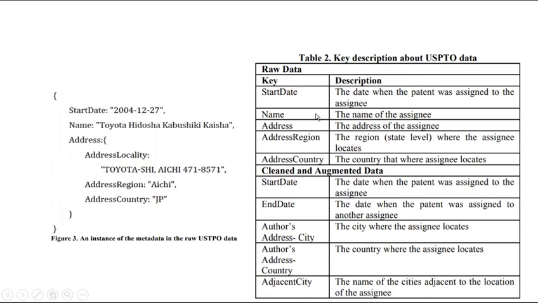Similarly, in the US patent data, we will remove the name and affiliations, such that we will consider only the date when the patent was assigned, the date when the patent was assigned to another assignee, the author's location, the technologist location, the locations referred to in the paper, and also adjacent cities which are related to the paper.